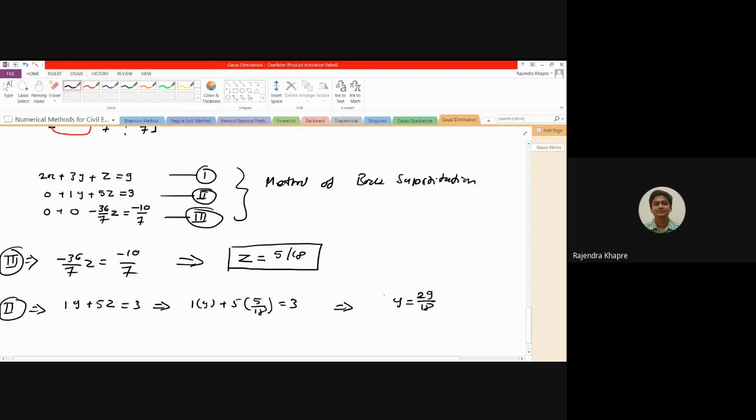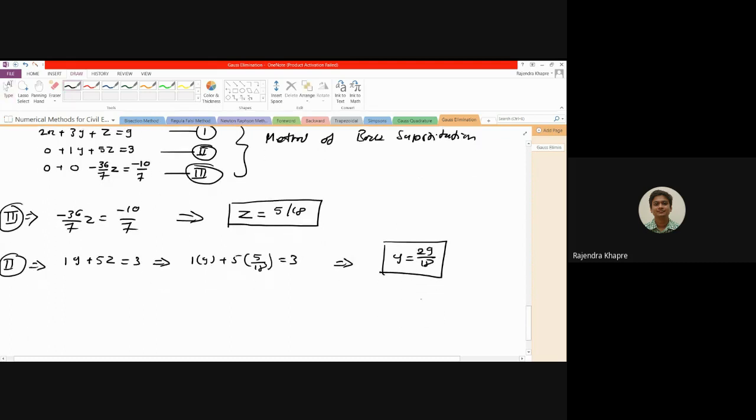29 by 18. So this is the value of y. And lastly, you have to solve the equation number first. So this equation is nothing but 2x plus 3y plus z equals 9.